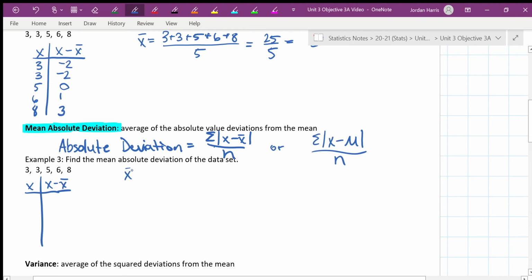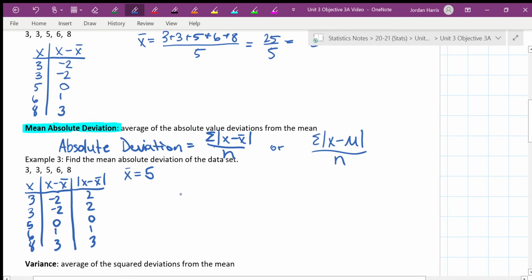So I found my mean to be 5 from the problem before. My deviations were -2, -2, 0, 1, and 3. Okay, so what I do is I take the absolute value of each one of these. Remember, absolute value makes it positive. So if it's positive, it stays positive. If it's negative, it becomes positive.